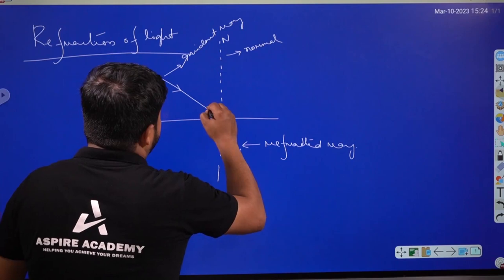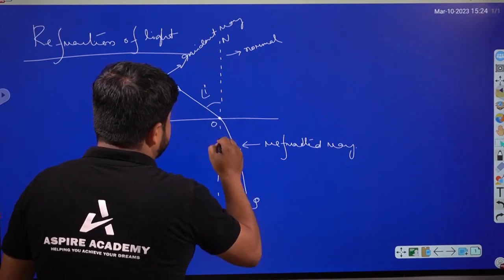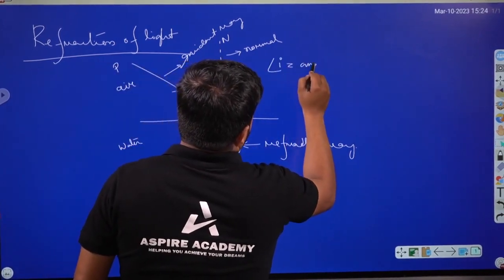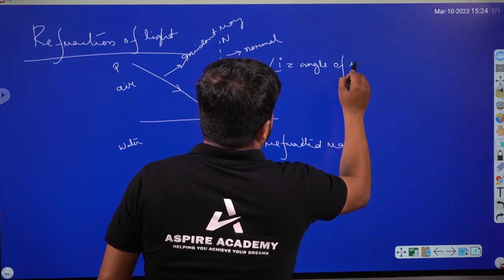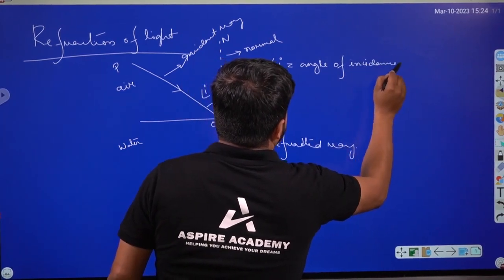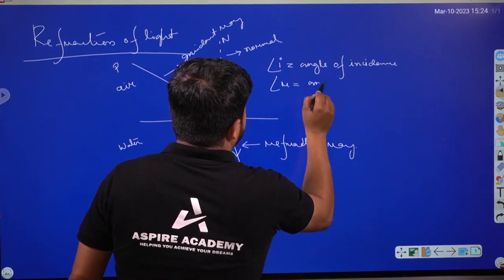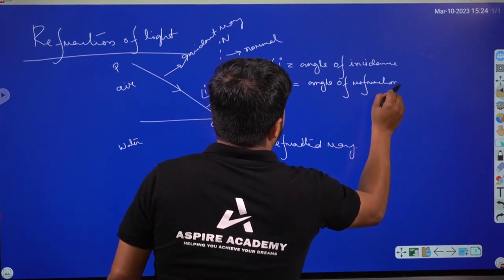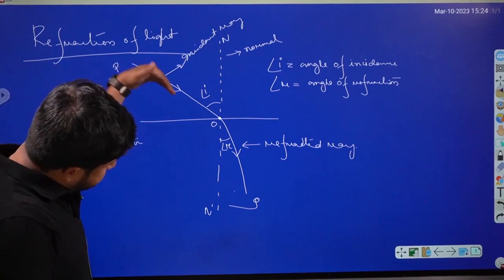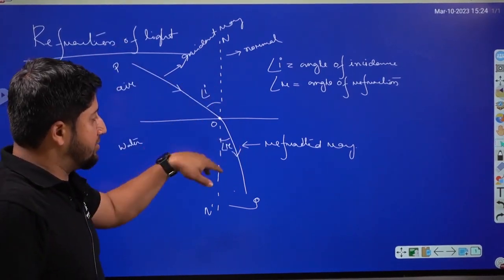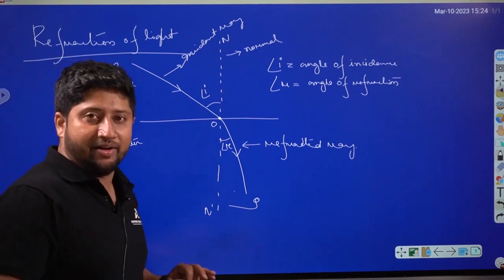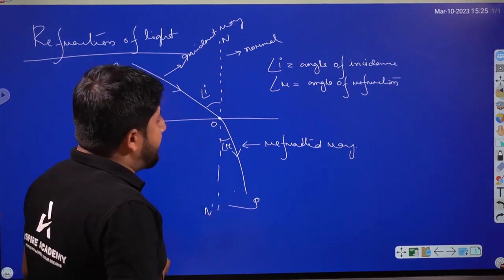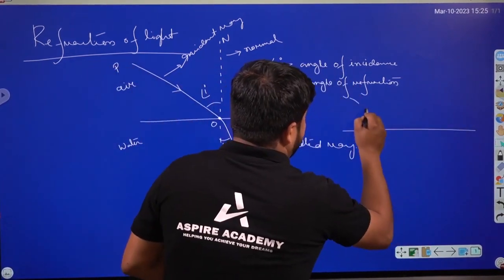The angles formed are as follows. This angle is called the angle of incidence, and this angle is called the angle of refraction. So angle i is called the angle of incidence, and angle r is called the angle of refraction. The incident ray and the refracted ray form these two angles. This phenomenon is called refraction of light.